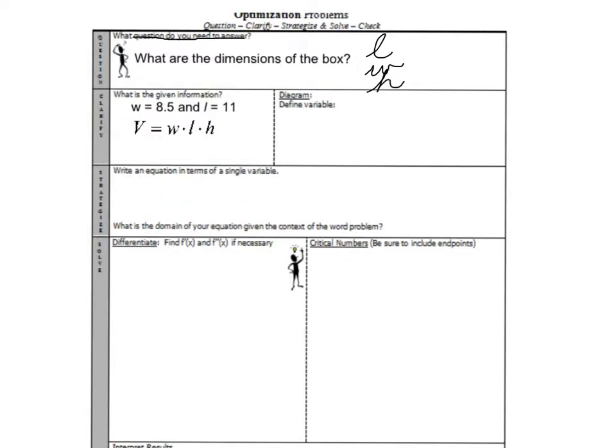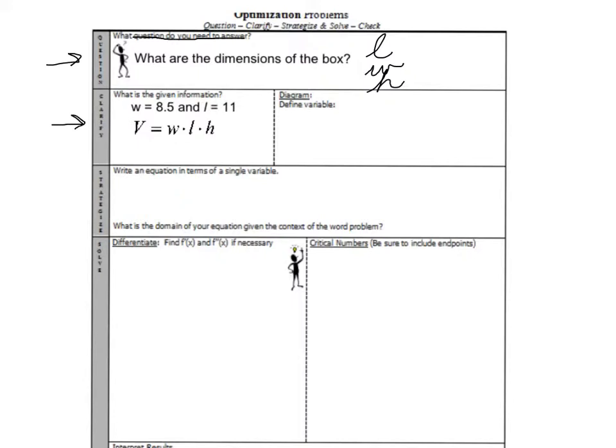Okay? So next, after we find the question, we're going to move on to clarify. Clarify just means make clear: what are the facts that are given to you? Well, we had a piece of paper that was 8.5 by 11, and we also know we're going to find volume. And the volume of a box is a formula we know, length times width times height.